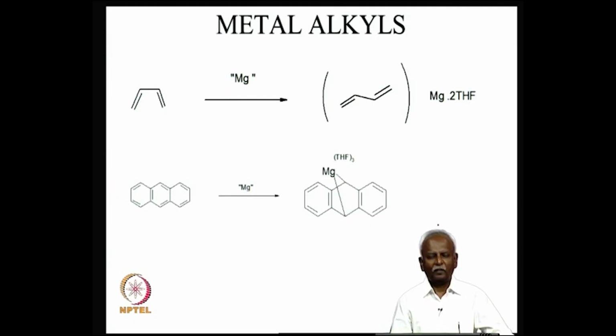In the case of anthracene, the central ring is less aromatic, and so it can complex to this Rieke magnesium in such a fashion that there are 2 carbon magnesium bonds formed in the process, and you can have 3 THF molecules coordinated to the magnesium. The oxygen of THF coordinates to the magnesium in such a fashion, and this coordination stabilizes the magnesium, which is now complexed to the anthracene moiety.